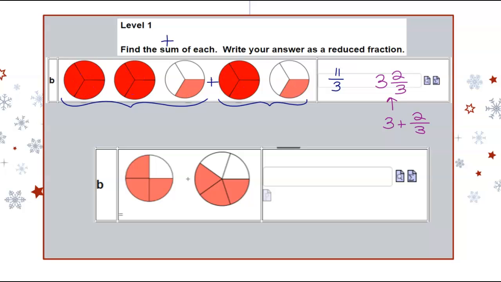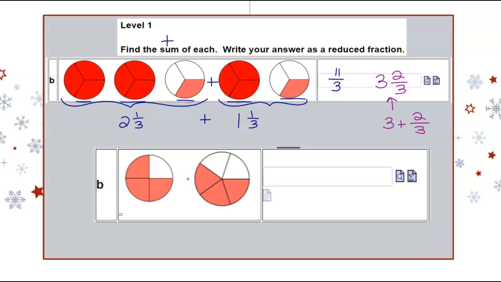Now this first number here is 2 wholes and 1/3 more. So 2 and 1/3 plus this 1 whole and 1/3 more. Since they have a common denominator, we can add the whole numbers, which is 2 plus 1, giving us that 3. And then 1/3 plus 1/3 is 2 out of 3 pieces.